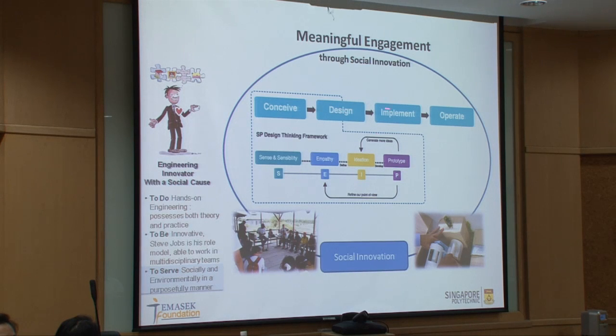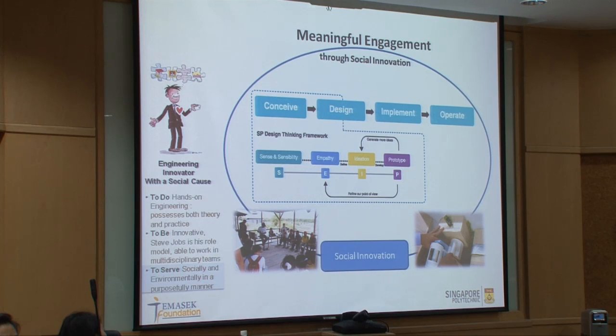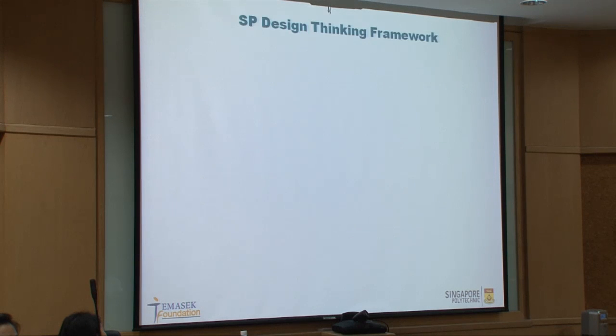So we have CDIO as our key framework, with design thinking to strengthen the C and the D part, so they become innovators and think innovatively. And we embed this all in the context of social innovation, so that they will know that I can do all this to serve the society. Okay, let's move on.